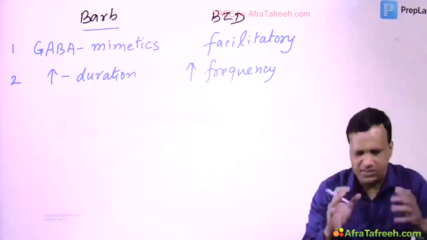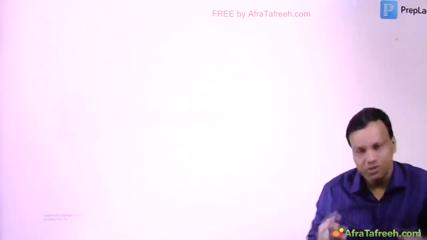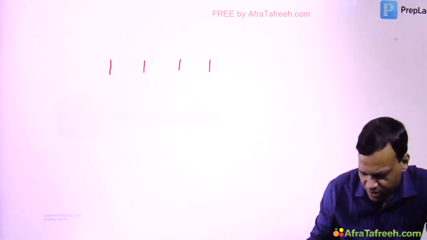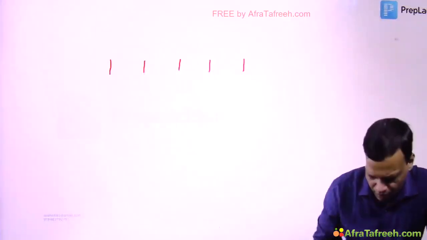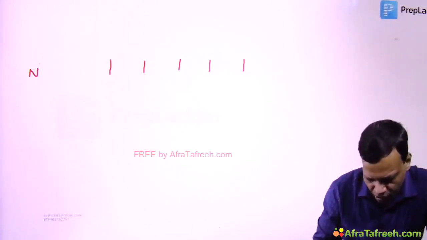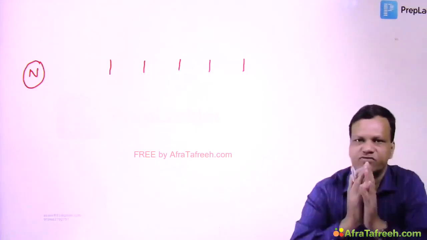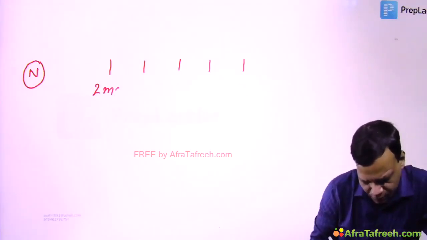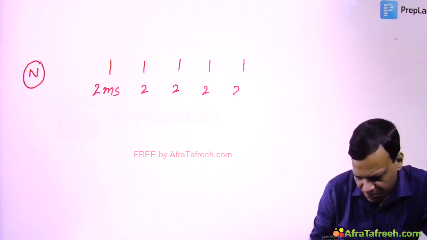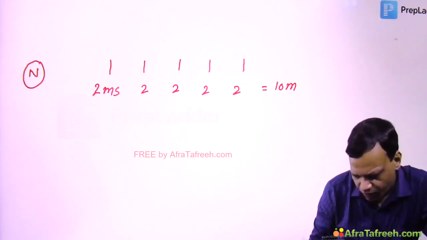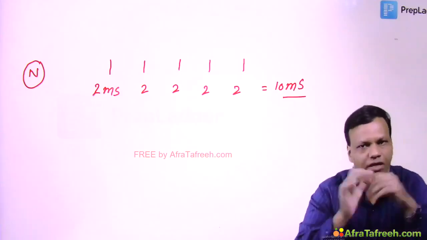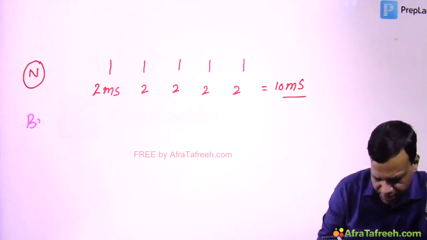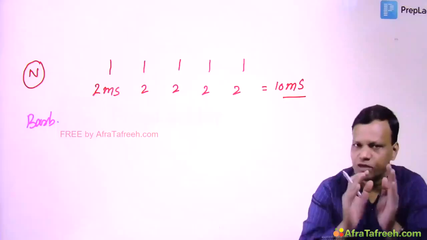What is the meaning of this term is, hypothetically assuming, suppose this chloride channel opens 5 times every minute in a normal person. Suppose in a normal brain, this chloride channel opens 5 times every minute, and every time it remains open for 2 milliseconds, hypothetically we have assumed. So that means in 1 minute, this channel is open for 10 milliseconds in a normal person. When we give barbiturate to this person, barbiturates increase the duration of channel opening.